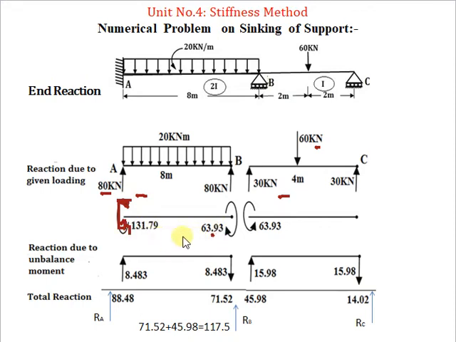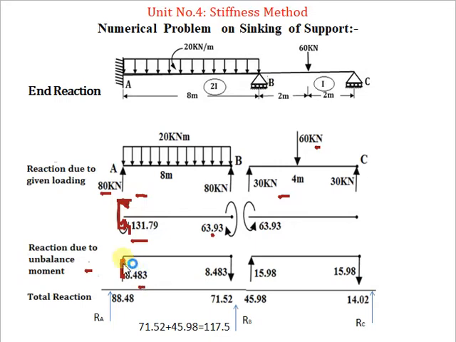So we have to find out the reaction due to the unbalanced moment. So take a difference between these two: 131.79 minus 63.93 divided by span. We have a value of 8.483. So this value you have to show first below the maximum moment. So the maximum moment is 131.79, and below that you show the 8.483.